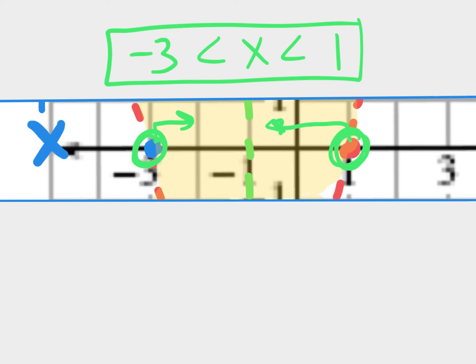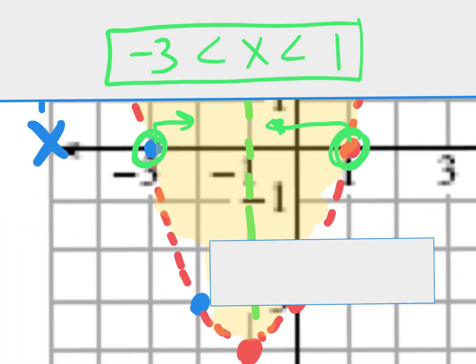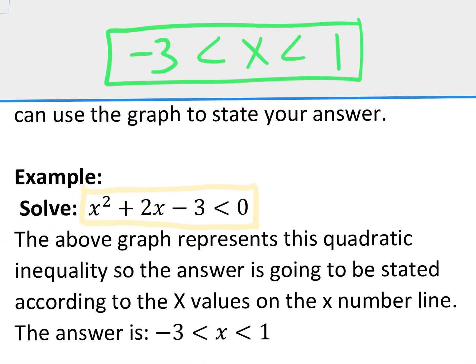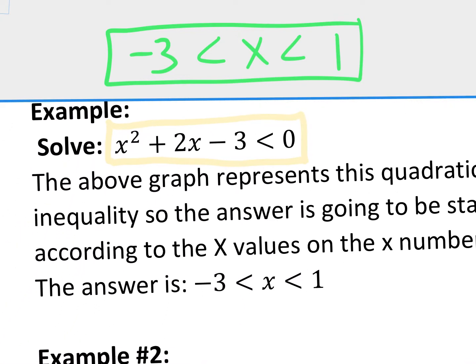Okay? So I need to write this as a compound inequality written together. It's really easy. Put the smaller number on the left, the bigger number on the right, the x in the middle, and less than symbols. Ladies and gentlemen, that is your answer to this quadratic inequality down here. Any value between -3 and 1 will work. When you plug it in, it'll be a true statement.